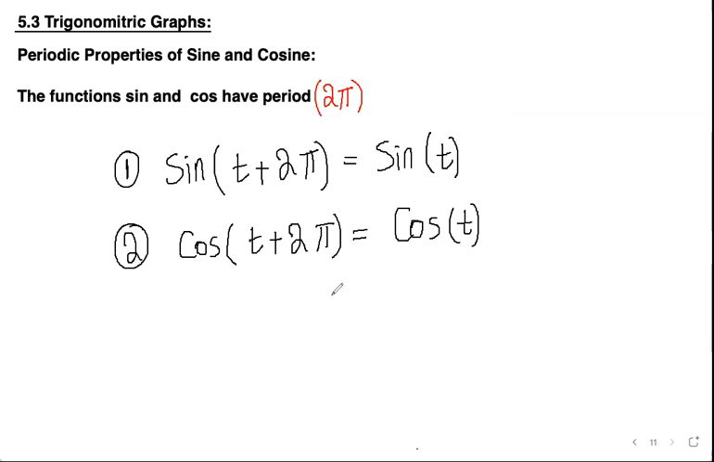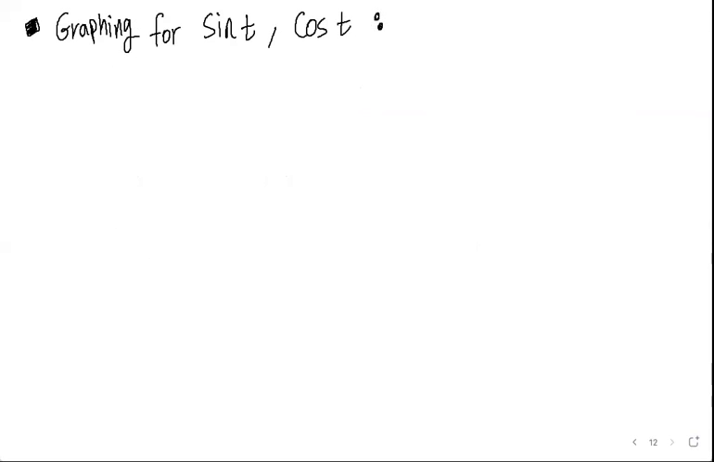Now I'm going to graph the sine and cosine function by using the plotting point. Then we're going to use the transformation. So here, graphing for sine t and cosine t by this. So I'm going to make a table.